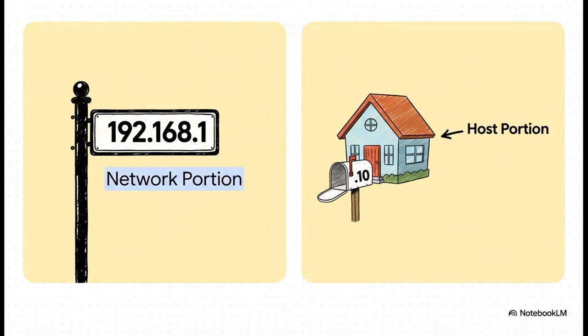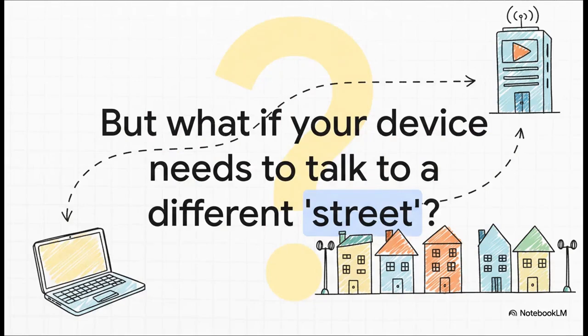This brings our home address analogy full circle. The locked part, the 192.168.1, that's the network portion. That's your street name. Think of it like Privet Drive. And the changeable part? That's the host portion. That's your unique house number. So every single device on your network lives on the same street, but they all have their own specific house number.